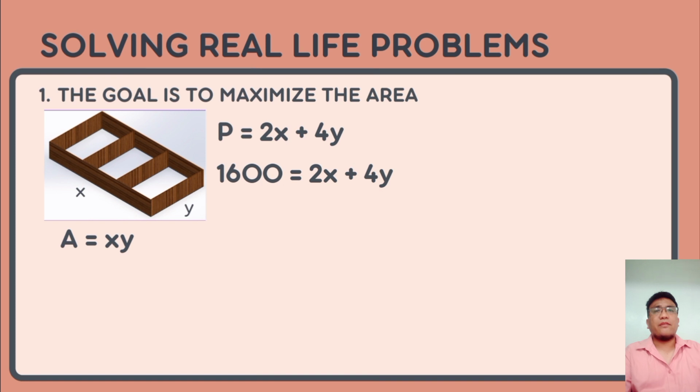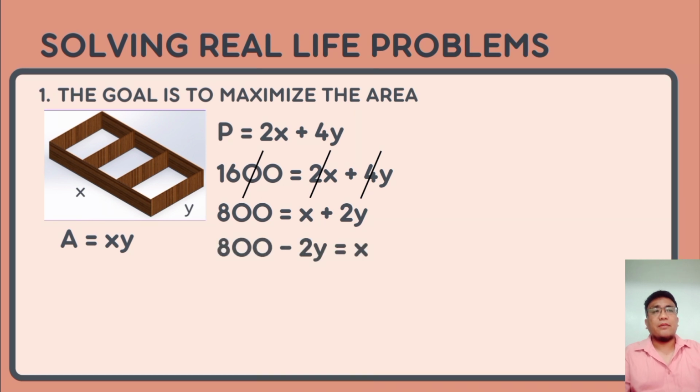So can we differentiate? No, because there are 3 variables. We need only 2 variables in one equation. So let's cancel this, divide all by 2. So 800 equals x plus 2y. Then by rearranging, 800 minus 2y is equal to x.